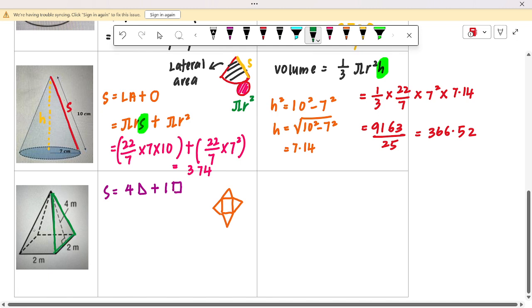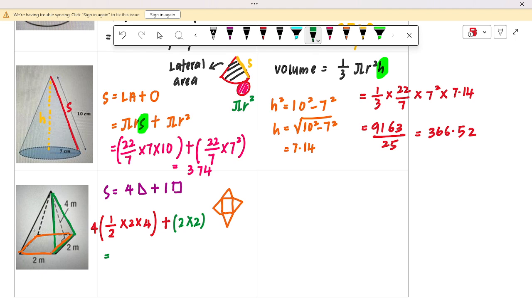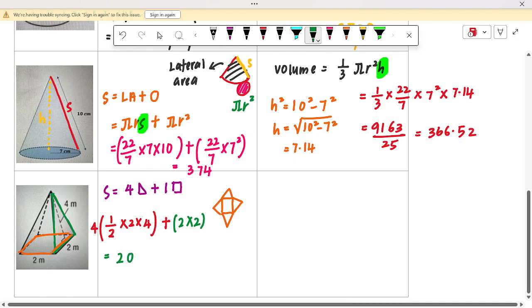So your surface area will be 4 times 1 over 2 times your base, which is 2, and your height, which is 4, plus your base area, which is this bottom one. It's a square because both the sides are the same, so it will be 2 times 2. That's all. 4 triangles with one base, so 4 times 1 over 2 times 2 times 4, plus 2 times 2. So your surface area will be 20.